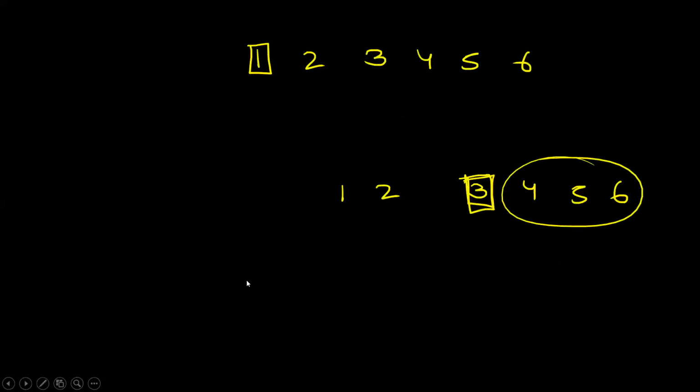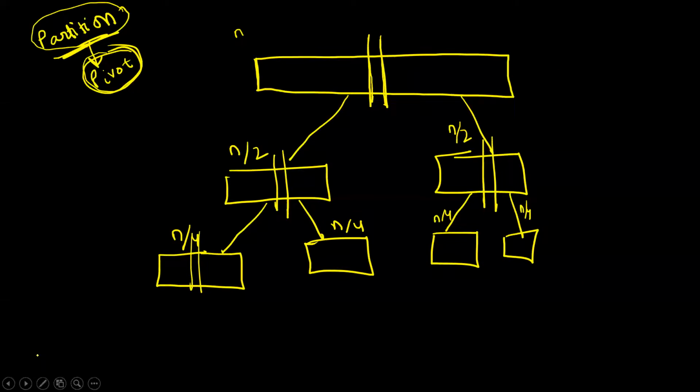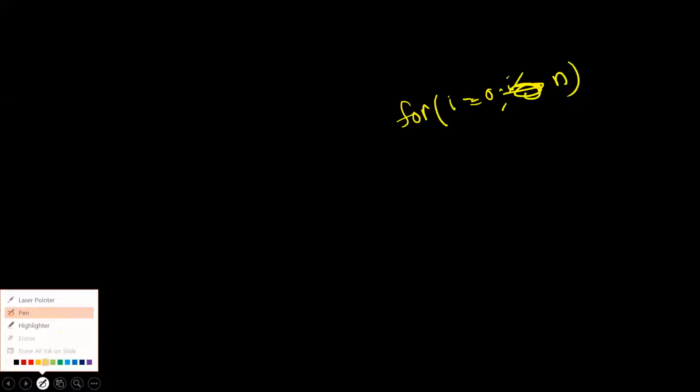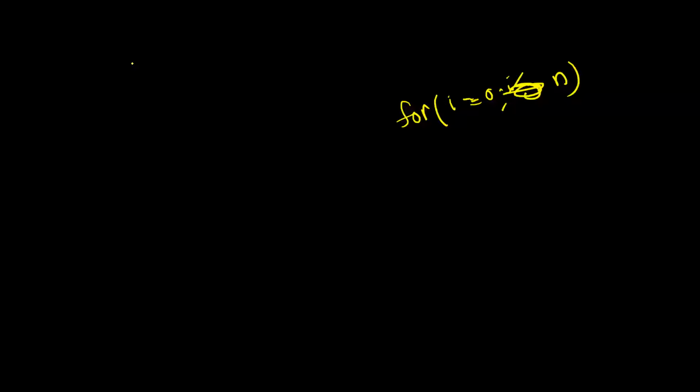So what I'm trying to tell you guys is here, wait a minute, I need to get an empty slide first. I'll use this slide. So let's say what I'm trying to say is that generally, if you choose the pivots in ascending or descending order, then you will lead yourself into n square time complexity.